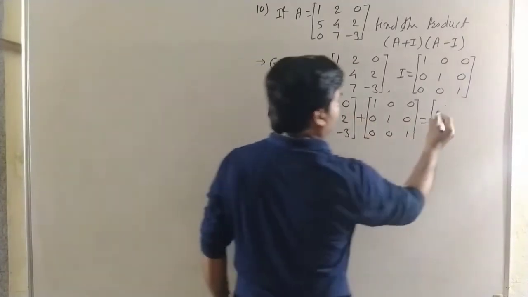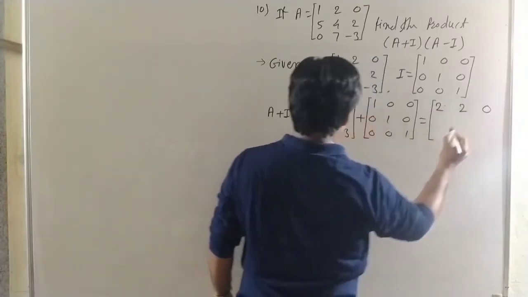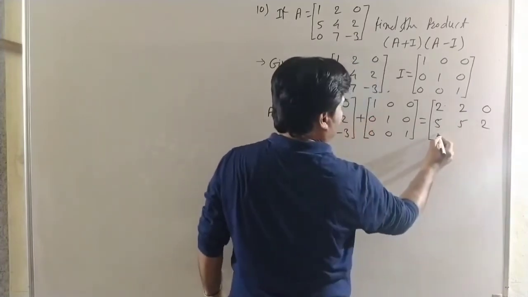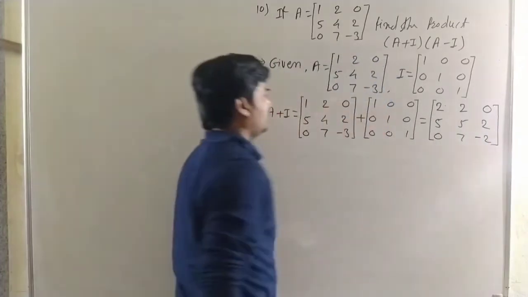Therefore it is 1 plus 1, which is 2, 2 plus 0 is 2, and 0; then 5, 5, 2; 0, 7, and minus 2. See carefully this, we take the addition.